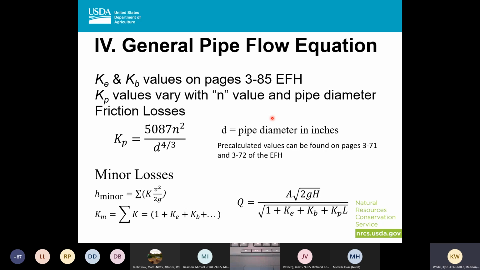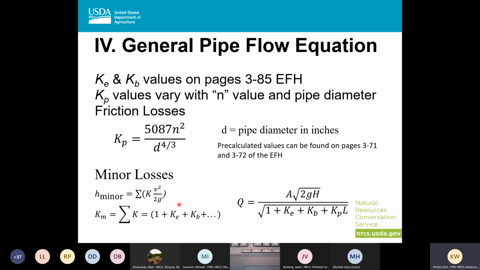And then KP is going to vary with n, which again is Manning's n, and pipe diameter. So it's going to change with the pipe type and the pipe diameter. Pages 371 and 372 of the Engineering Handbook have tables that have these already pre-calculated, but you can calculate it using this equation.